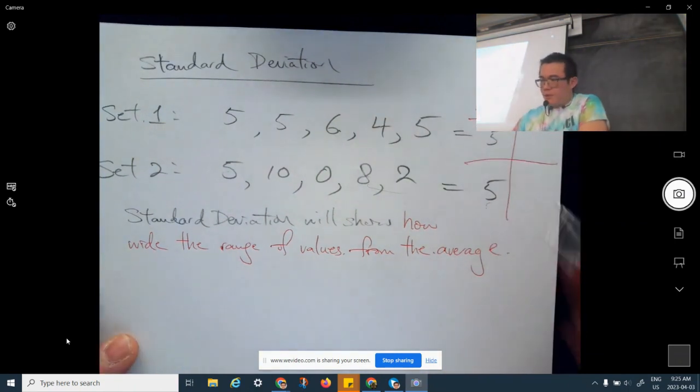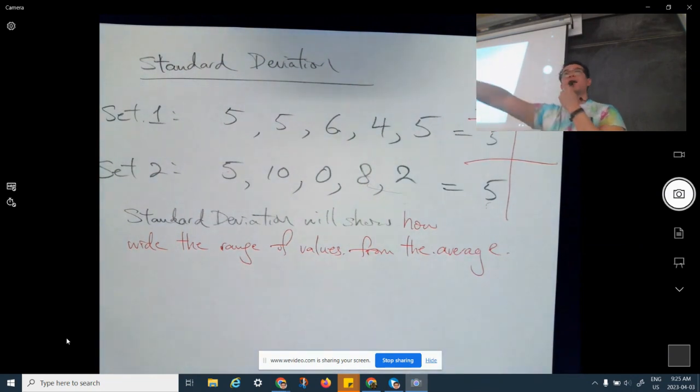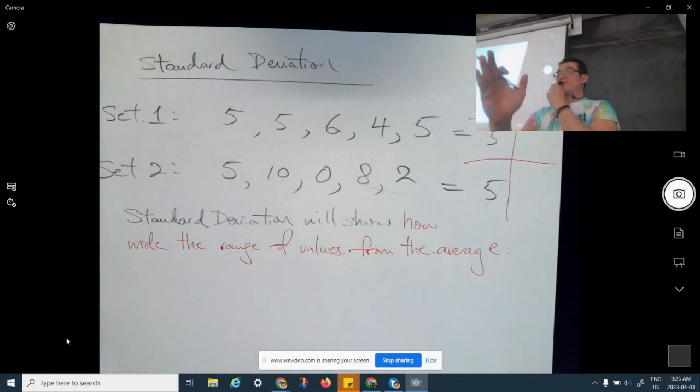Okay? So in this case now, I do not expect you to be able to calculate standard deviation by hand. Okay? We're in the bio class. I'm not teaching you math, so to speak. I'm teaching you how to use the math. You will calculate it on a spreadsheet, which will do the job for you.